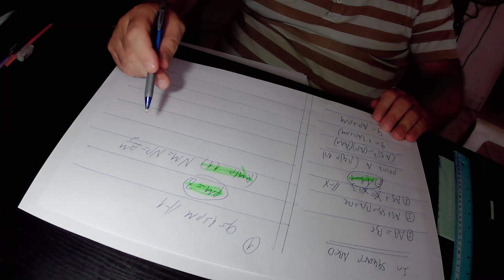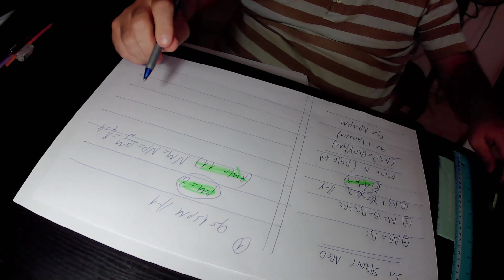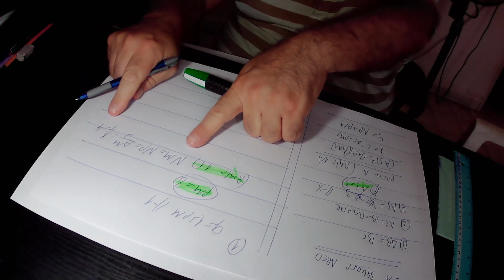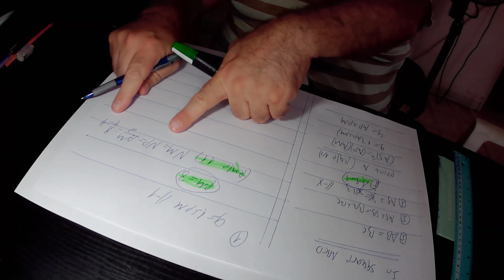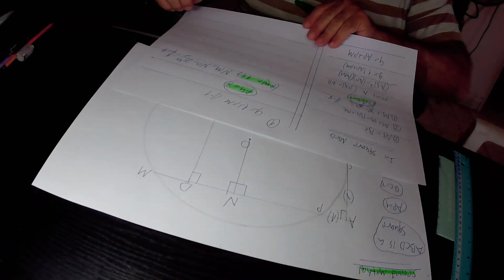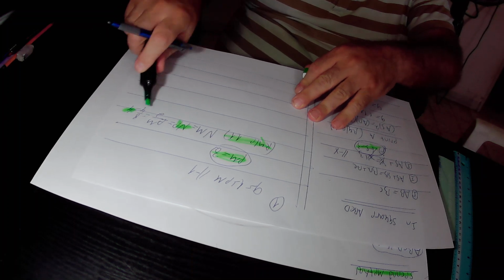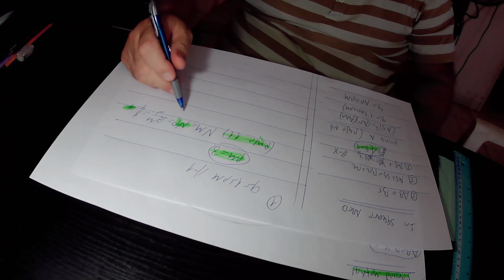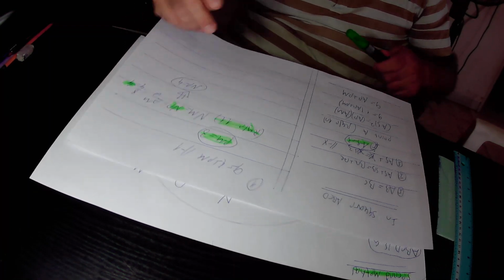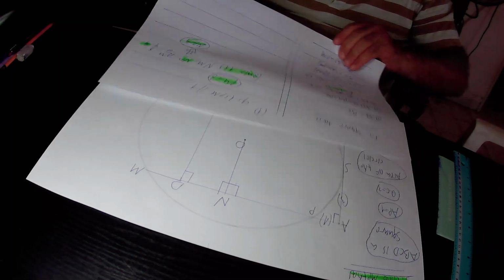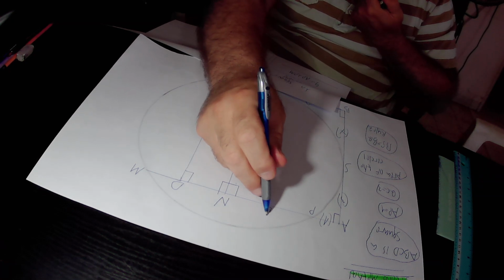PM is 8, therefore PM over 2 is 8 over 2, that is 4. From this equation, we derive that NP equals 4 units in its length. So actually, this is segment AB, that is equal to 4 units in its length.